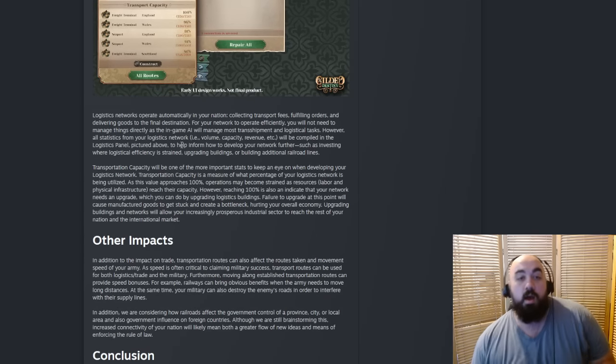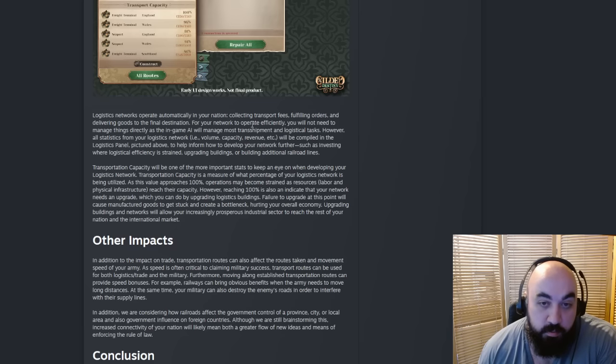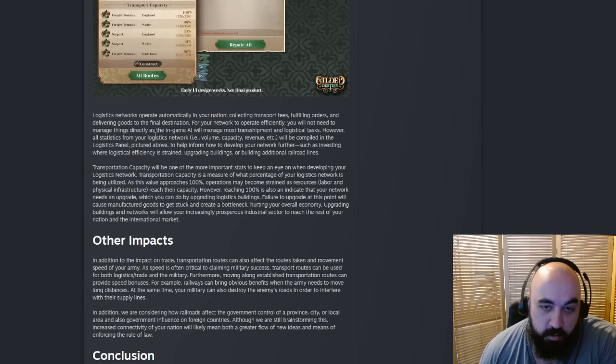Logistics networks operate automatically in your nation, collecting transport fees for fulfilling orders and delivering goods to the final destination. For your network to operate efficiently, you will not need to manage these things directly in-game. Perfect. AI will manage most transshipment and logistical tasks. However, all statistics from your logistics networks will be compiled in the logistics panel pictured above to help inform you how to develop your network further, such as investing where logistical efficiency is strained, upgrading buildings, or building additional railroad lines.